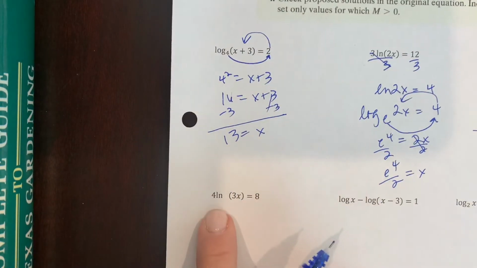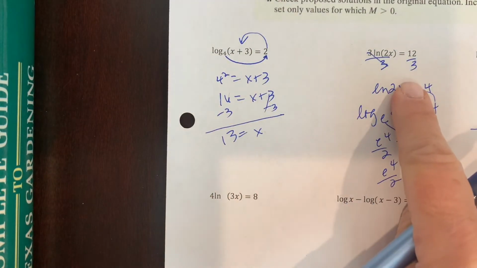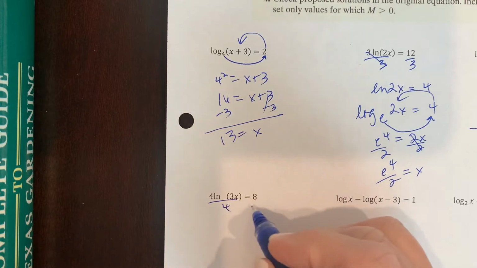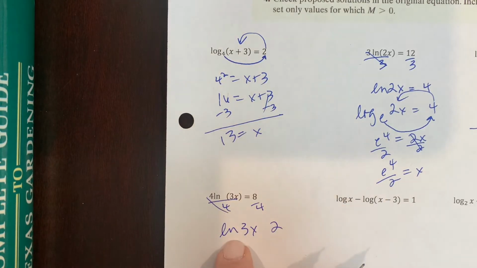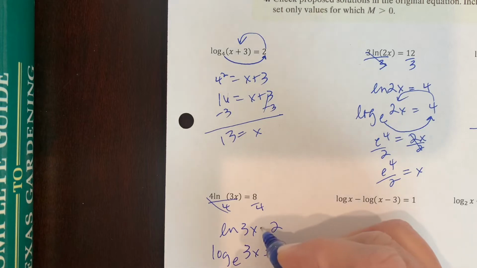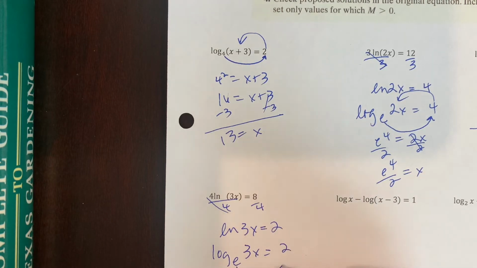All right, so this is similar to this middle one. So I'm going to divide by 4 first. Okay, and then I'm going to rewrite ln as log base e of 3x equals, whoops, that should be an equals 2. So then that's saying e squared equals 3x. Divide by 3 to get x by itself. So then x is going to equal e squared over 3.